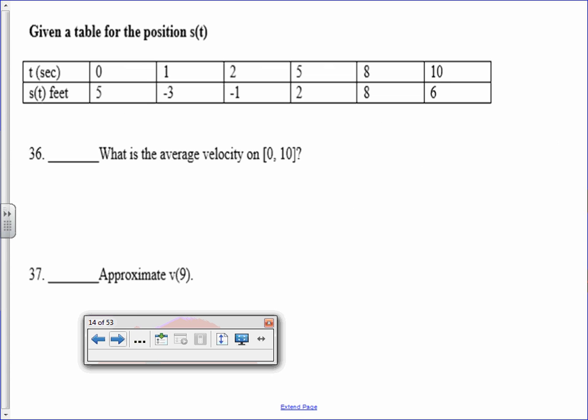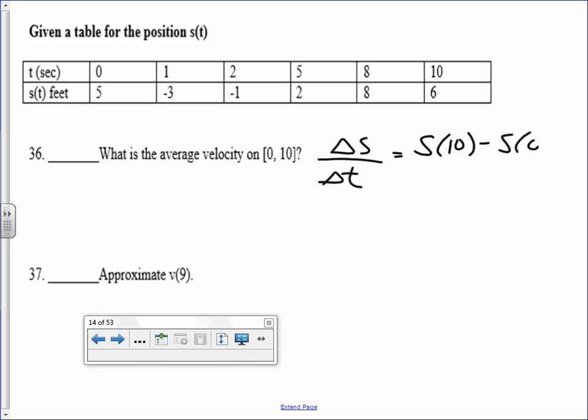All right, up to tables. Tables, you're going to be using slope formula. Average velocity, change in position over change in time. So S of 10 minus S of 0 over 10 minus 0. They have to actually give you these values or you couldn't do this. Just make sure the change of positions is in the numerator. So S of 10 is 6 minus S of 0 is 5 over 10. We get 1/10.